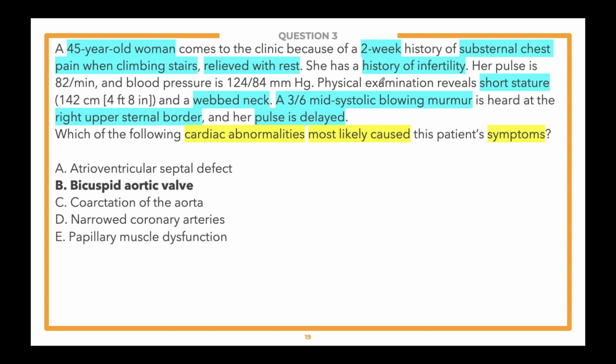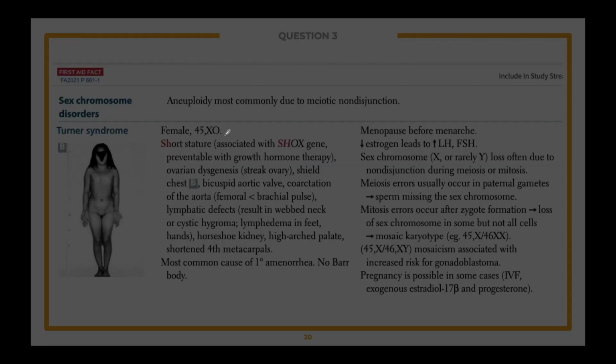Well, they also give us a couple other important physical exam findings: short stature, webbed neck. This is a female patient. So one thing you would want to think about is Turner syndrome, okay? Let's go ahead, let's take a look at the next slide.